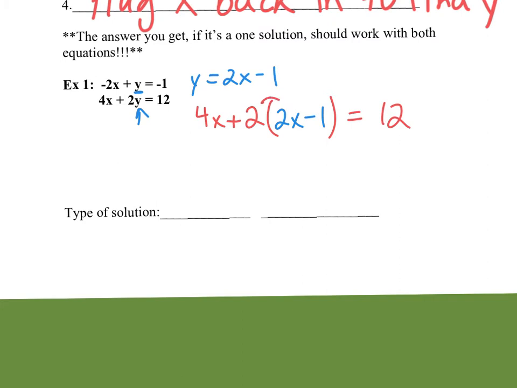2 times 2x. 2 times negative 1. What's 2 times negative 1? Negative 2. So now I've got 4x plus 4x minus 2 equals 12. Let's combine like terms. What's 4x plus 4x? 8x minus 2 equals 12. So 8x equals 14. Yep, so you add the 2 over, and 8x equals 14.